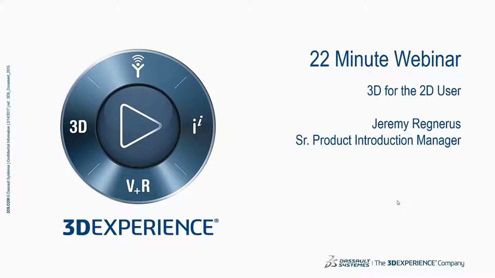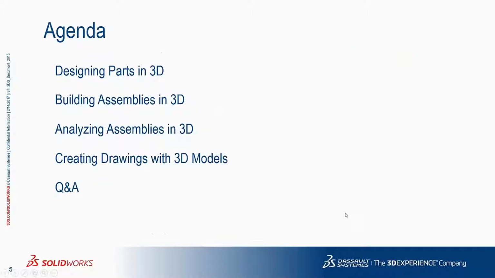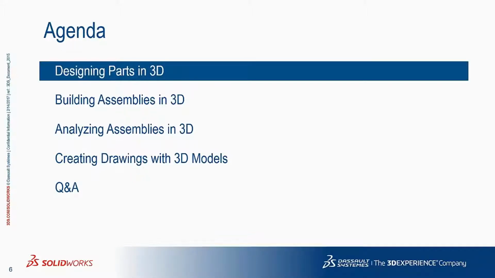All right, thanks, Barb. We're going to go ahead and get started, and we have a ton of content to cover in the next little bit of time we have, so I'm going to go ahead and dive right in here. So one of the first things I want to do is quickly cover what we're going to be going over. As it relates to the 2D user, we're going to show some of the key differences that a 2D user might face when looking at a 3D design tool like SOLIDWORKS. So we're going to be looking at how to design parts, how to build assemblies, how to analyze those assemblies, and finally how to create drawings with the 3D models you create. When we're finished, we'll have a little bit of Q&A time to ask any questions you come up with along the way. So why don't we go ahead and take a look at designing parts in 3D.